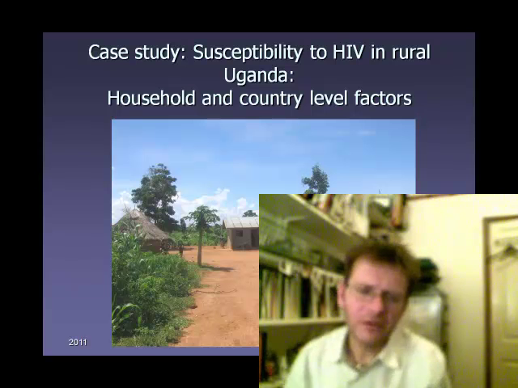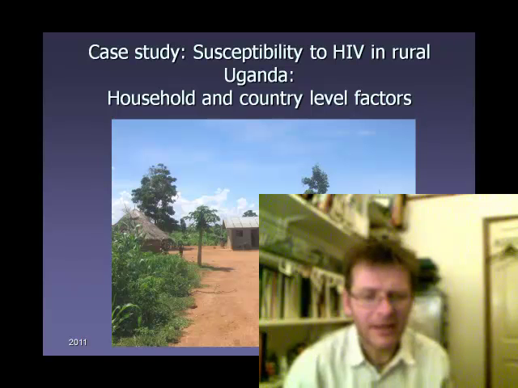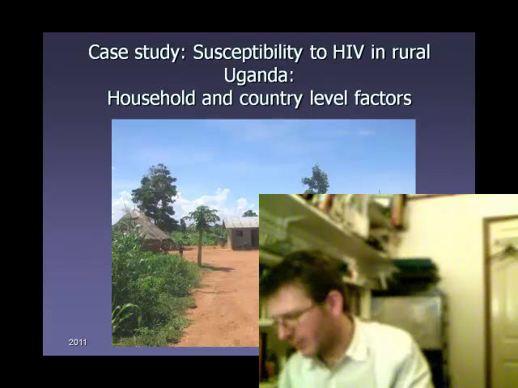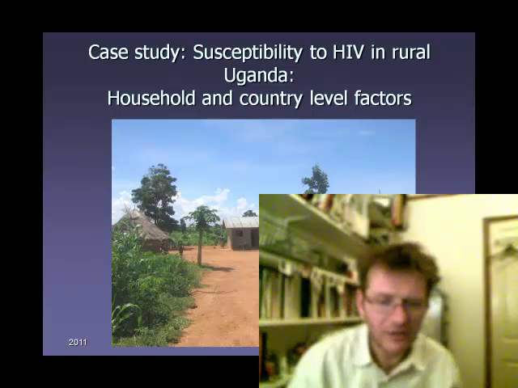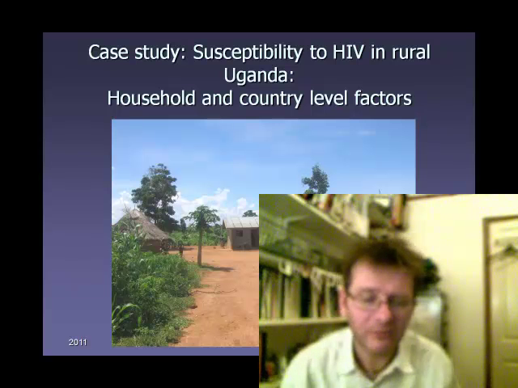So how would susceptibility at the household level work in a place such as Uganda? I've decided to use a case study of susceptibility to HIV in rural Uganda.